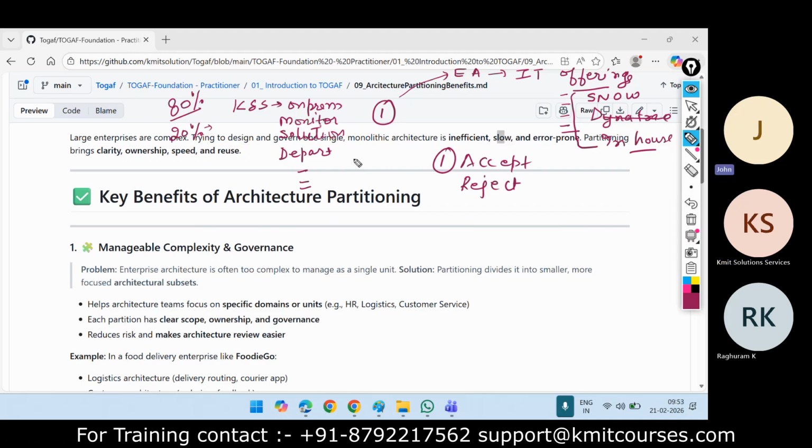And as an enterprise architect, I don't want to give false promise. I don't know. I don't want to say I'm going to reject it. That is also something bad on the enterprise architect.